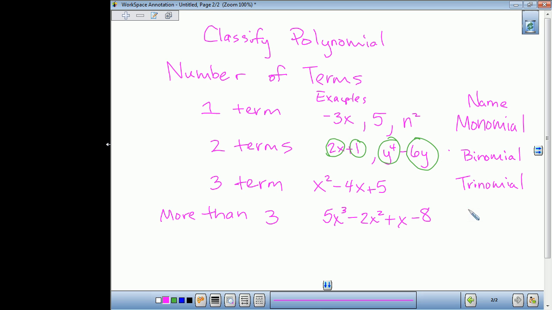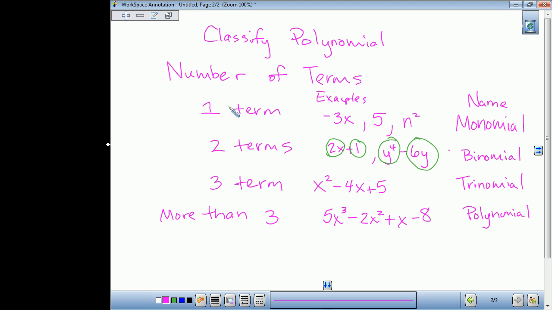Anything more than 3, we just call a polynomial. Because what does the prefix poly mean? Many. So if it has many terms, we call it a polynomial. Tri, the prefix means 3. Bi can mean 2. Mono, 1. Now, you might see it called a polynomial with 4 terms, or a polynomial with 6 terms. Yeah, any number greater than 3.